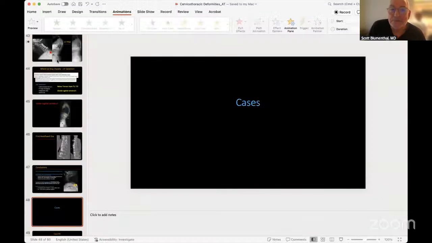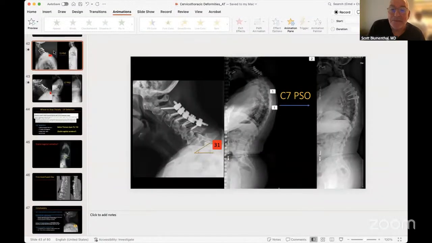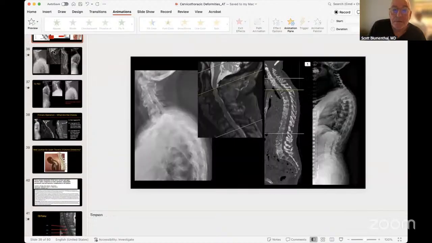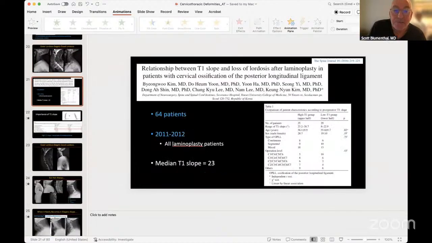So Alec, can I ask a couple of questions before we move on? Shoot, yes. Great presentation. And the questions are really about, and I don't know how easy it might be to get to your first slide looking at cervical lordosis, SVA, and T1 slope. And the questions are, and actually one's a comment.